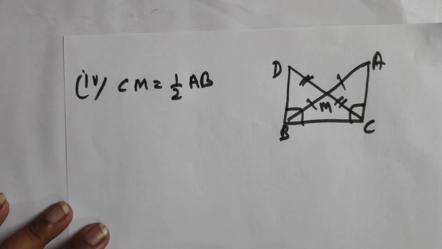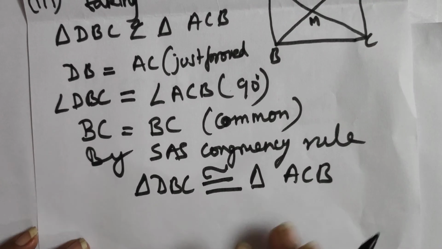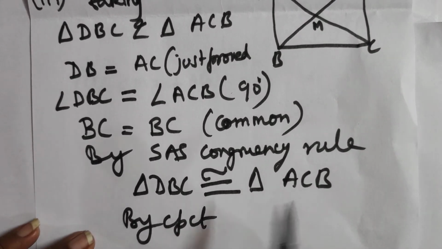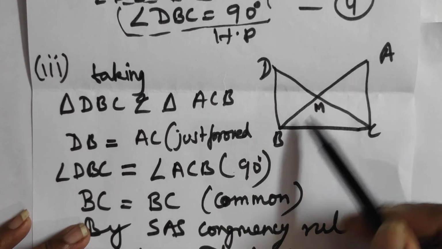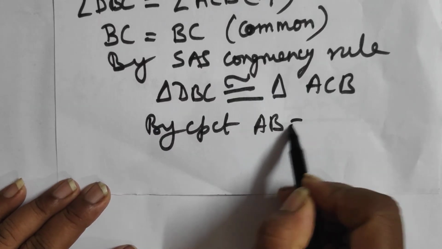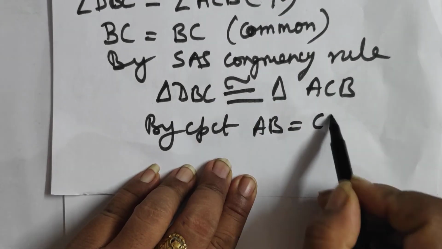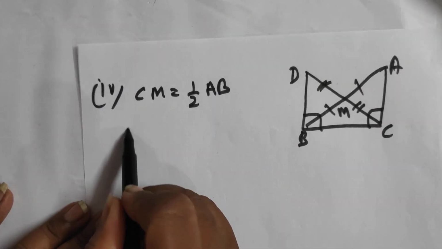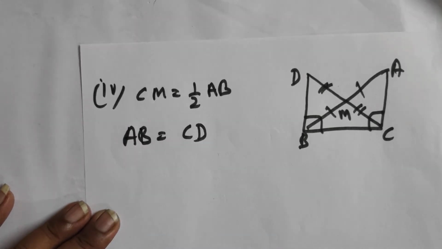Yes. So as we have already proved, DBC is congruent to ACB. So by CPCT what we have got? By CPCT we have got these two triangles are congruent, so we have got AB is equal to CD. Again I am writing AB is equal to CD.